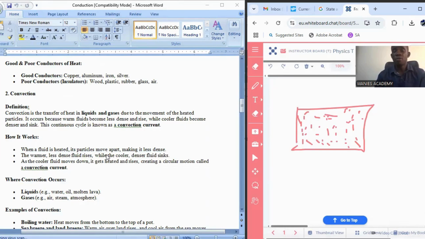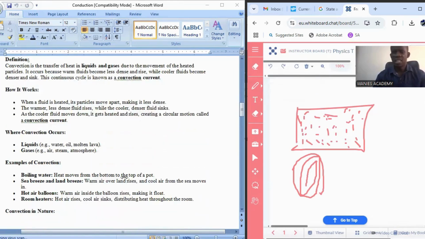So as the cooler fluid moves down, it gets heated and rises, creating a circular motion called a convection current. One rises, the other one goes down, the other one goes up, beginning to create a circular movement in the form of a circle, and that is what is referred to as convection current. A circular pattern is created, known as a convection current.